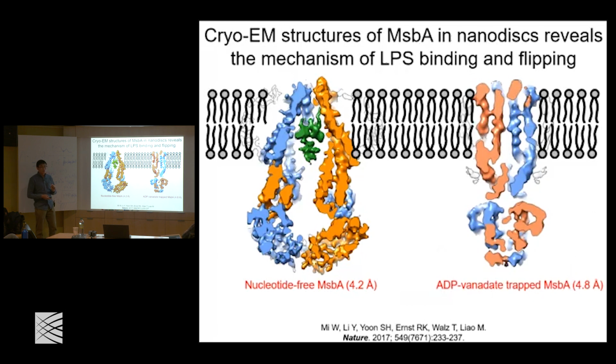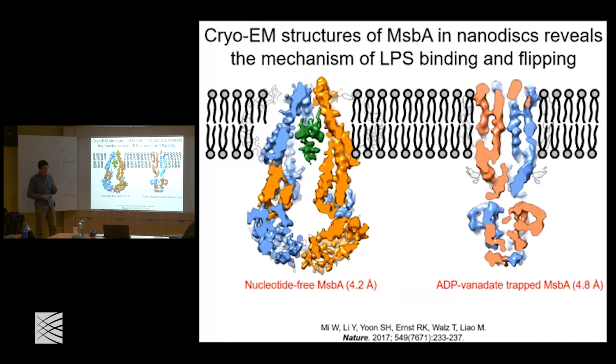We also solved another structure by using ATP vanadate to lock the two NBDs in a very tight dimerization conformation. In this conformation, the transmembrane domain also undergoes a large conformational transition. LPS is gone, presumably flipped out. That indicates this conformation represents the state after LPS flipping, and there is essentially no empty space in the cavity.